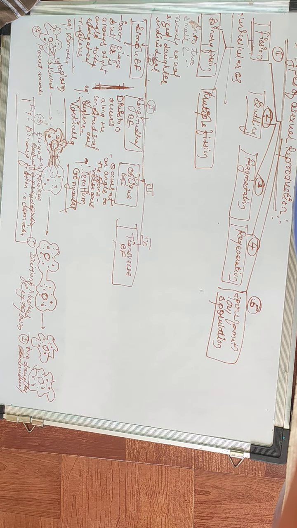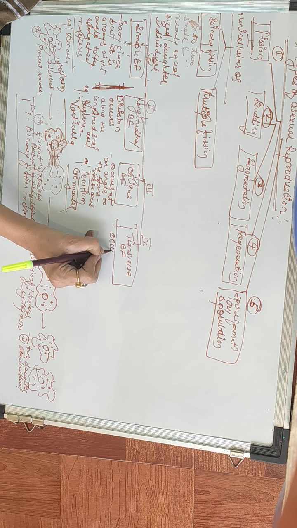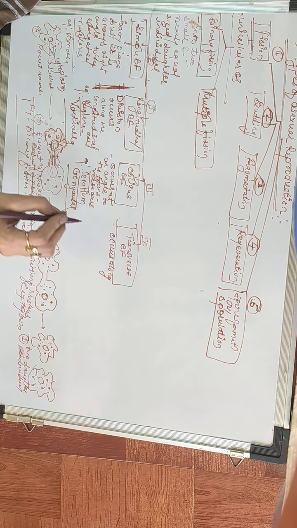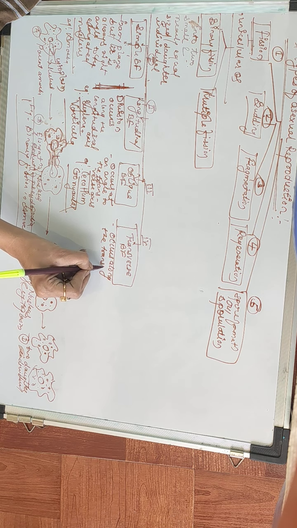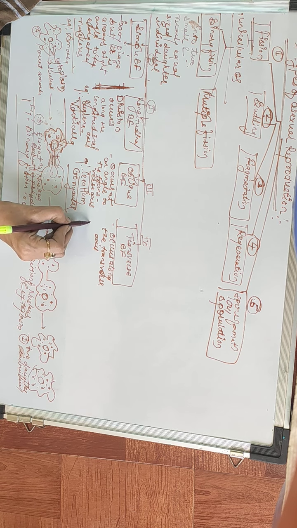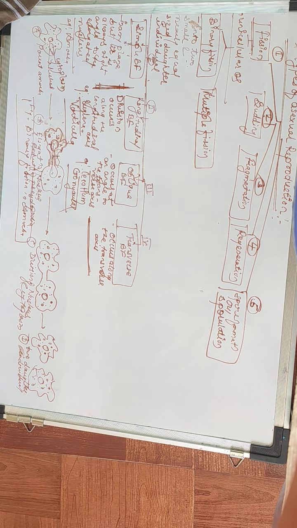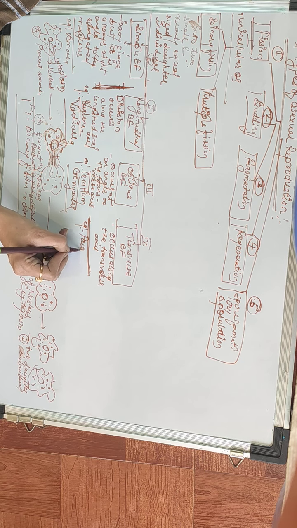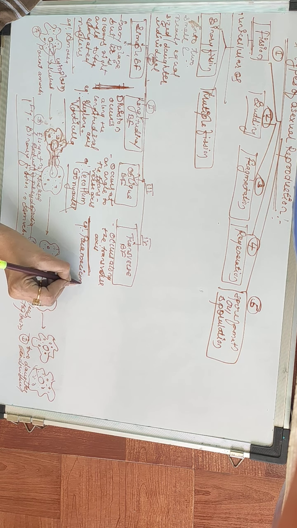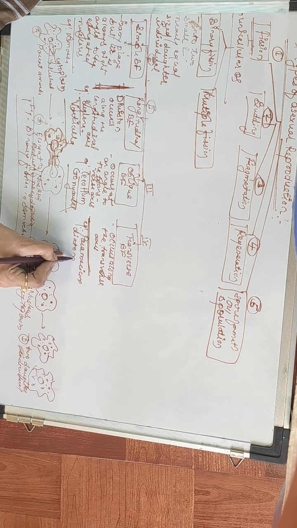Okay, and last but not least, now transverse binary fission. What happens in transverse binary fission? Here the division occurs along the transverse axis, just like horizontal. So this type of division is known as transverse binary fission, and it occurs in organisms such as paramecium, diatoms and planaria. Okay, so these are examples of transverse binary fission.